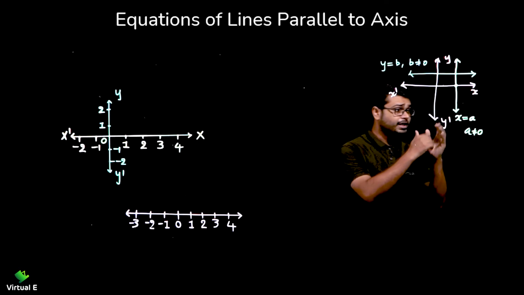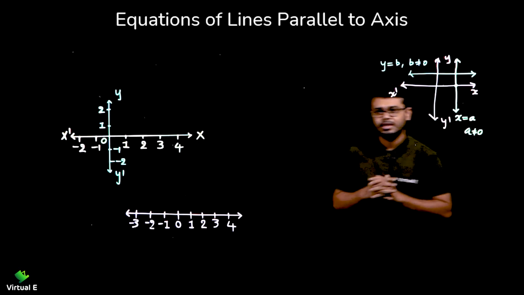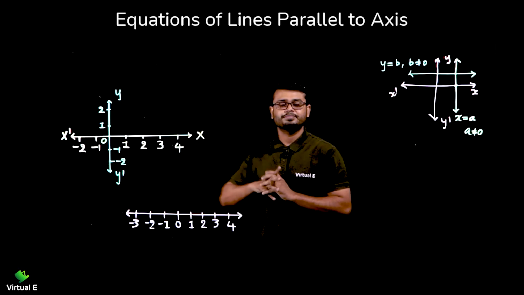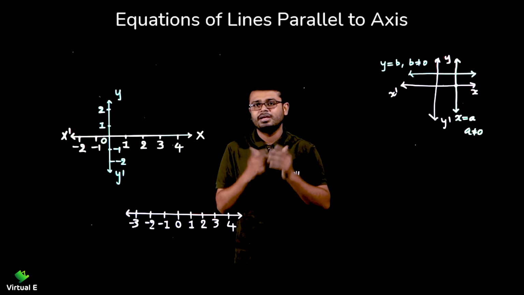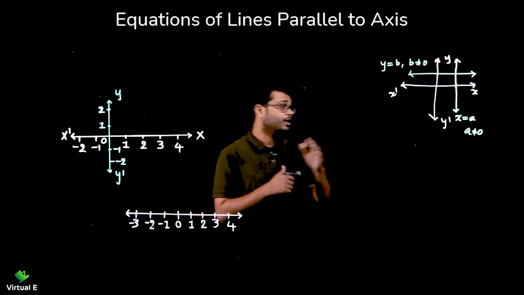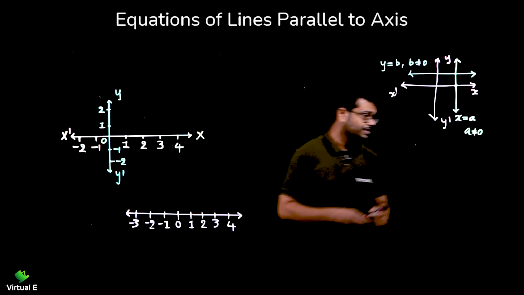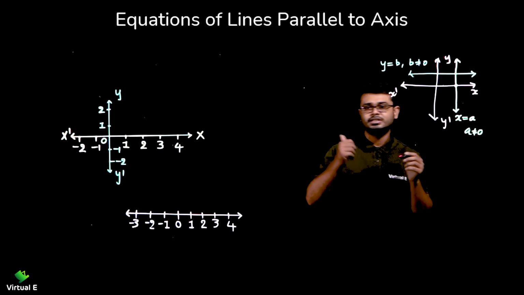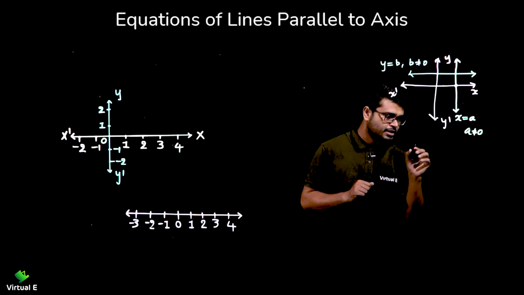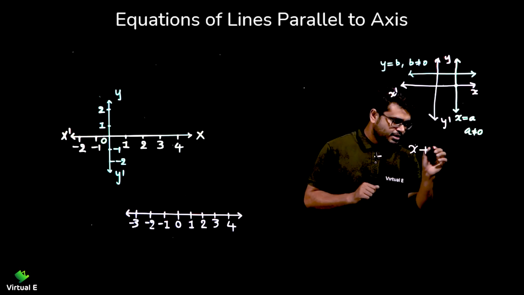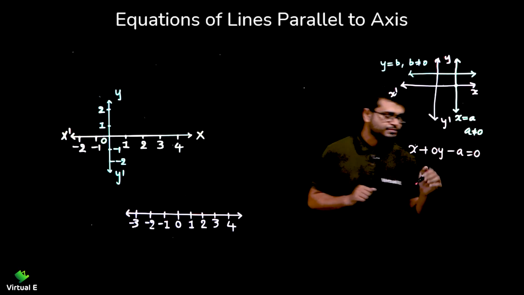Now if you pay attention over here, it is given x is equal to a. x is equal to a means what? Just like x is equal to 2, x is equal to 4. Linear equation in one variable. Now if you convert into a linear equation in two variables, it will look something like this. We converted into the standard form in the starting of the chapter. So x plus 0y minus a is equal to 0.